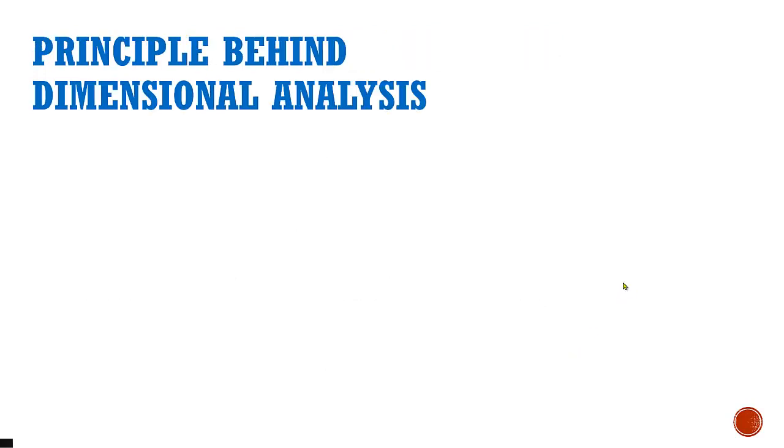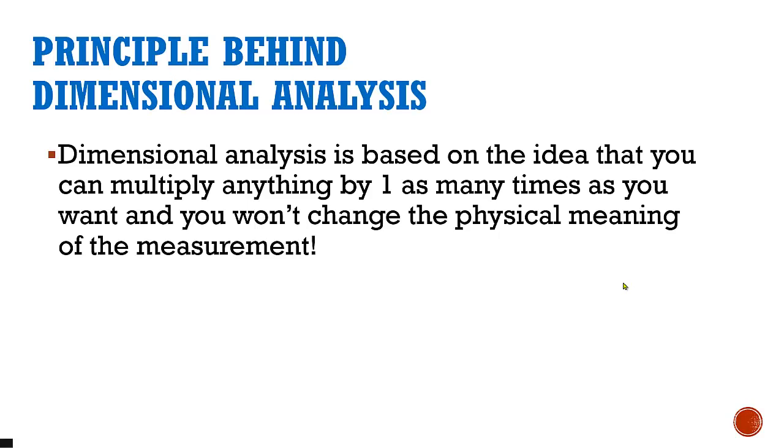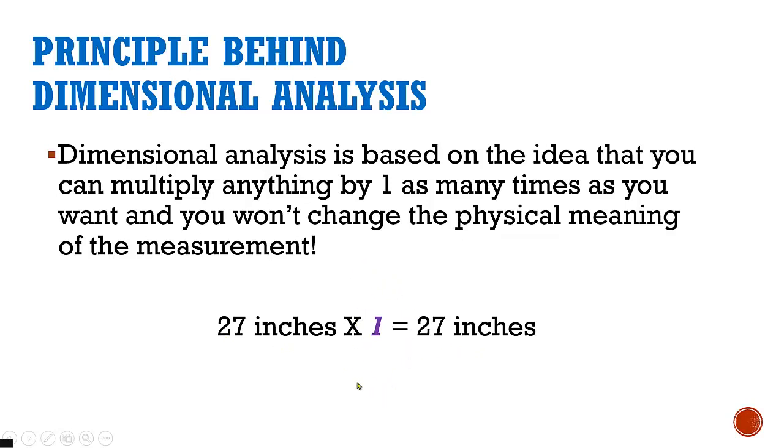So there's one big principle behind this. The idea of dimensional analysis is that you can multiply anything by 1 and you still get the same thing. Okay? It's not going to change the physical meaning of the measurement, right? But it will change how we express that. So for example, if we take 27 inches and we multiply it by 1, we're still going to make 27 inches. Our goal is to create these factors here that allow us to basically multiply by 1.